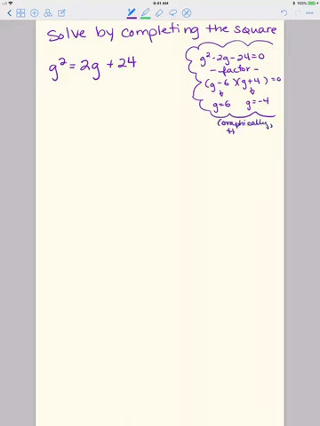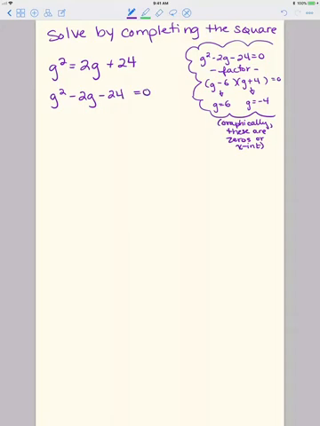Graphically, these are the zeros, which are also called the x-intercepts. Okay, so completing the square. Still have to get all the terms on the same side, so I'll subtract the 2g and subtract the 24, set it equal to 0.